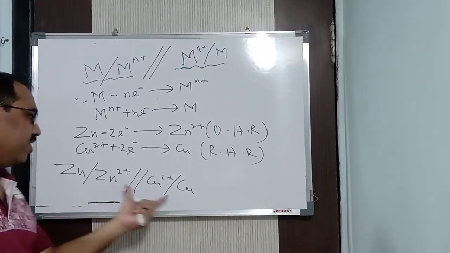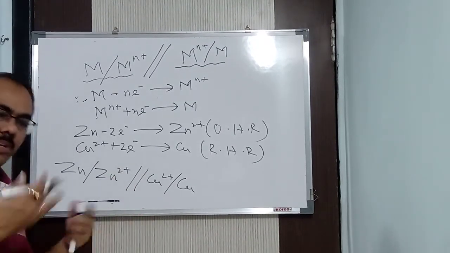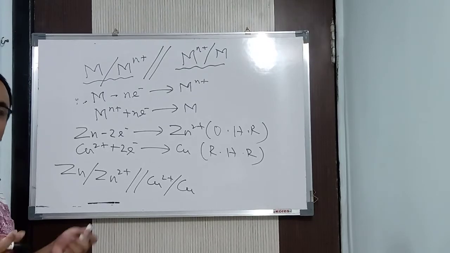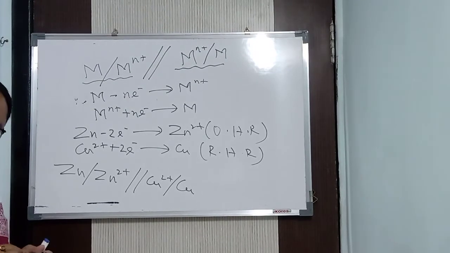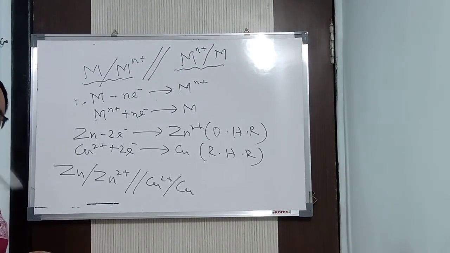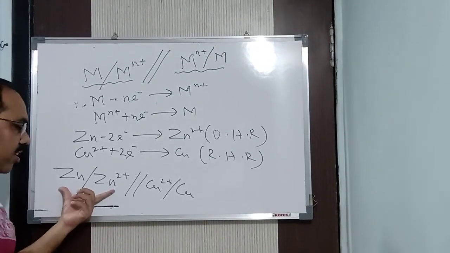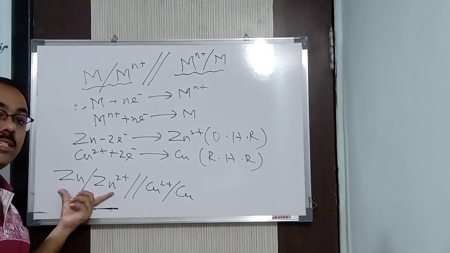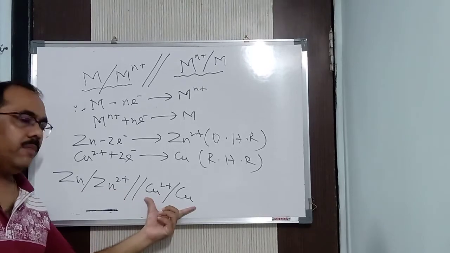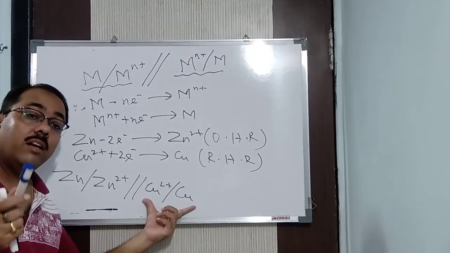Always oxidation left, reduction right. If you change it, the meaning is going to change. How will you know? For that purpose, internationally, according to IUPAC, we have adopted this convention: whenever we write something on the left hand side, that means I am writing the oxidation reaction, and whenever I am writing on the right, that means I am writing the reduction reaction.